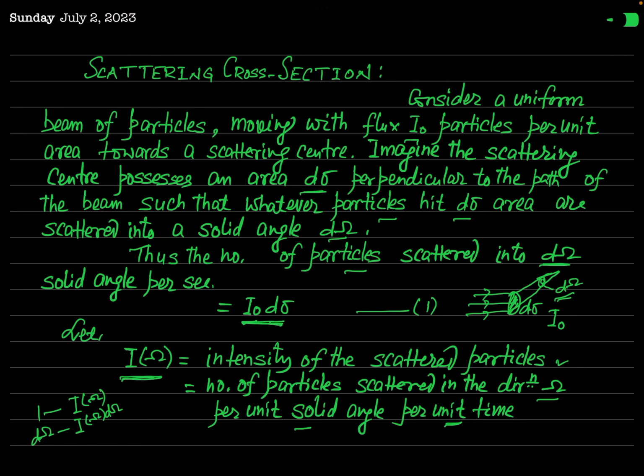But you have learnt that whatever the particles incident on this area dσ, all those particles get scattered into the solid angle dΩ. So definitely I₀ dσ will be equal to I(Ω) dΩ, because these are the number of particles incident on this area dσ, and all those particles get scattered into dΩ. And we have calculated that if I is the intensity of a scattered beam of particles, then I(Ω) dΩ is the number of particles scattered into the solid angle dΩ. So I₀ dσ will be equal to I(Ω) dΩ.